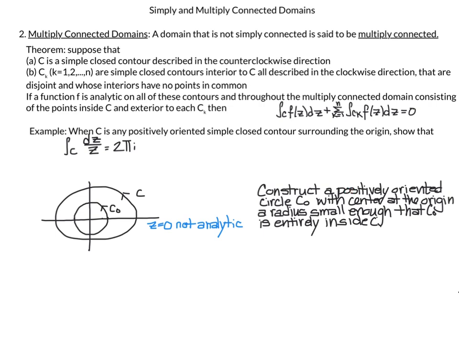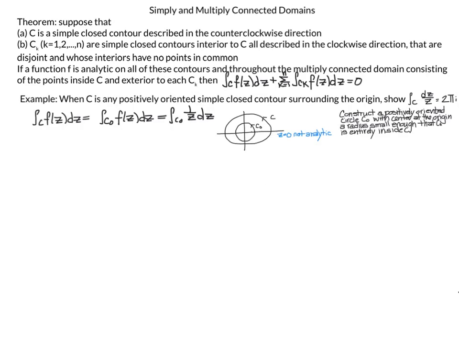So I can construct a positively oriented circle, because I know how to parameterize those. I'll call it C0, with the center at the origin and a radius small enough that C0 is entirely inside my contour C. From path deformation, I know that the contour integral around C should equal the contour integral around C0. Because I'm going to need more space, I condensed things. I have my theorem here for your reference.